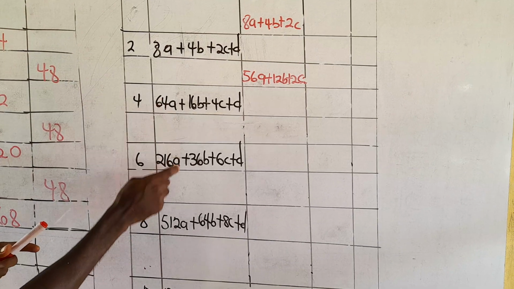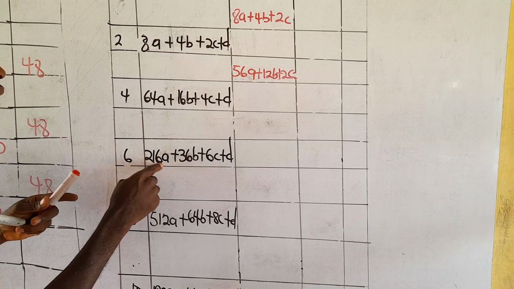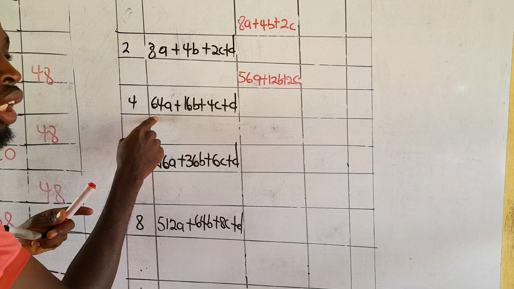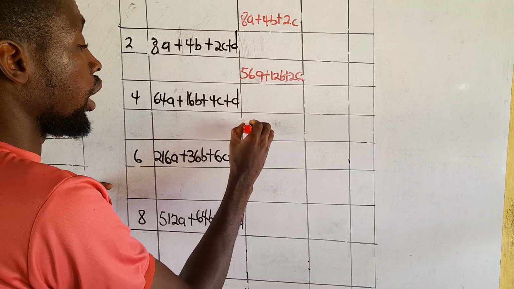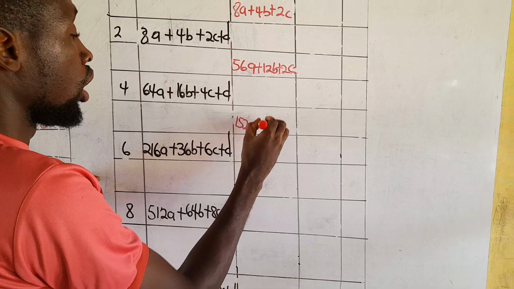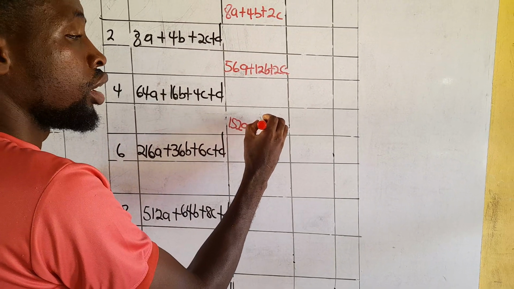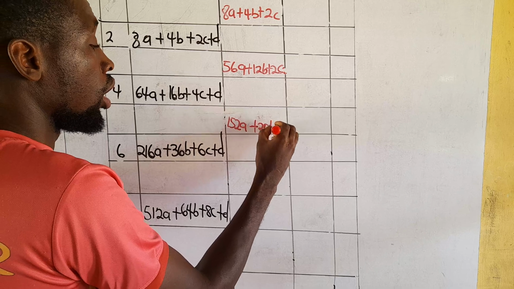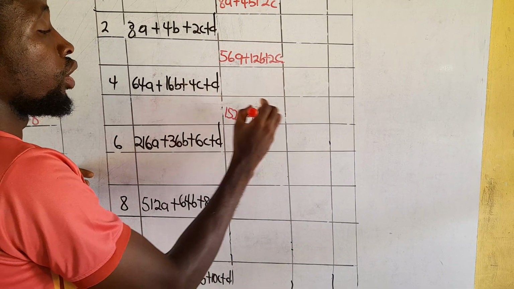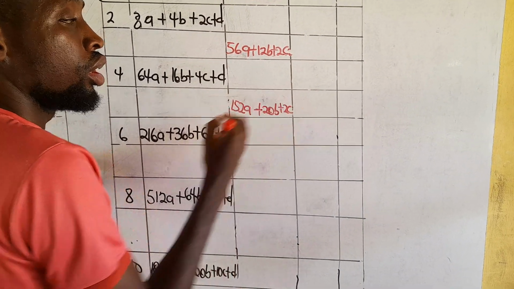Now find the difference between this and this. 216a minus 64a will give us 152a, then plus 36b minus 16b. That will give us 20b, then 8c minus 4c will be 4c.